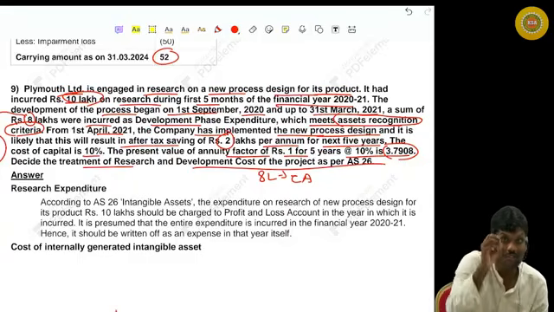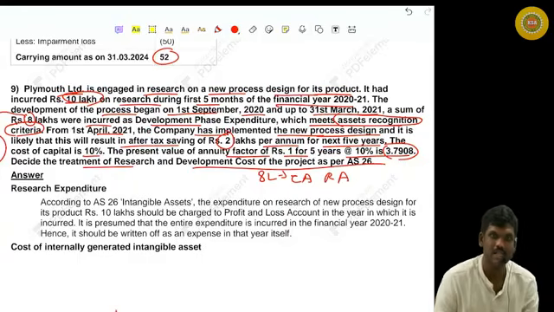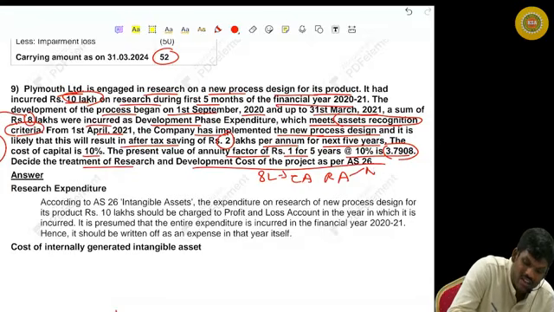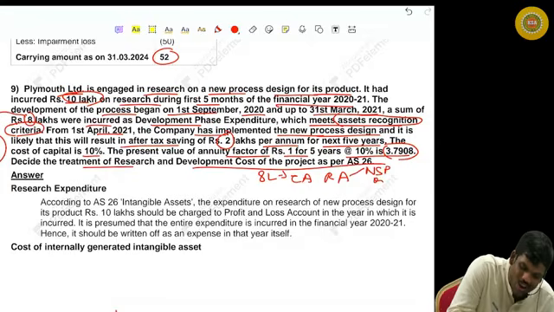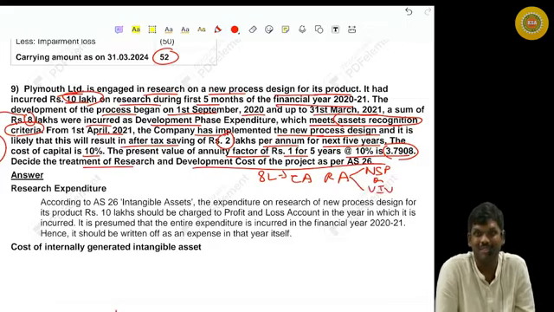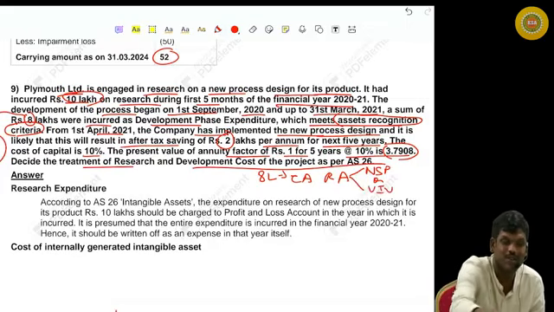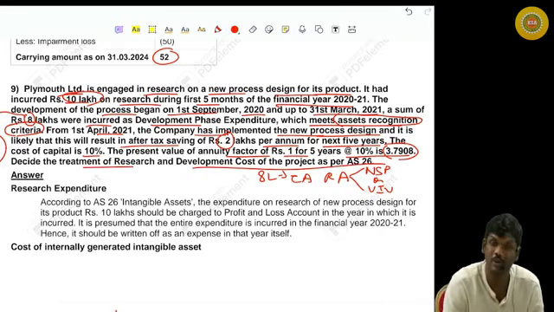Now we have to do the impairment test. If you remember, the recoverable amount is the higher of NSP, net selling price, or value in use. Value in use is nothing but the present value of future cash flows. Hope you remember. In the question, NSP is not given.